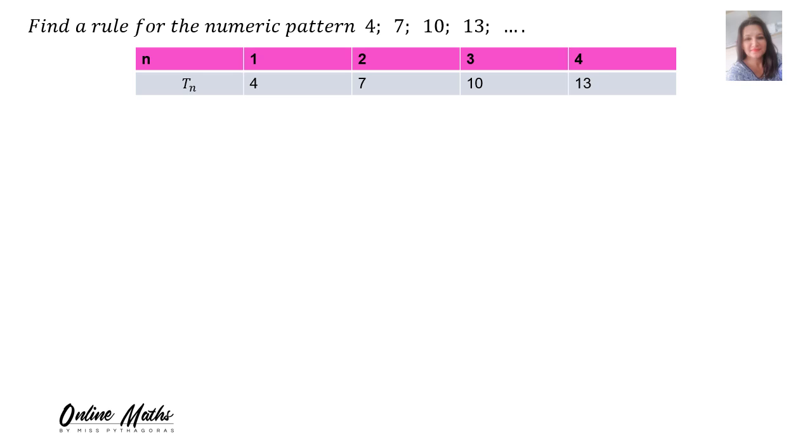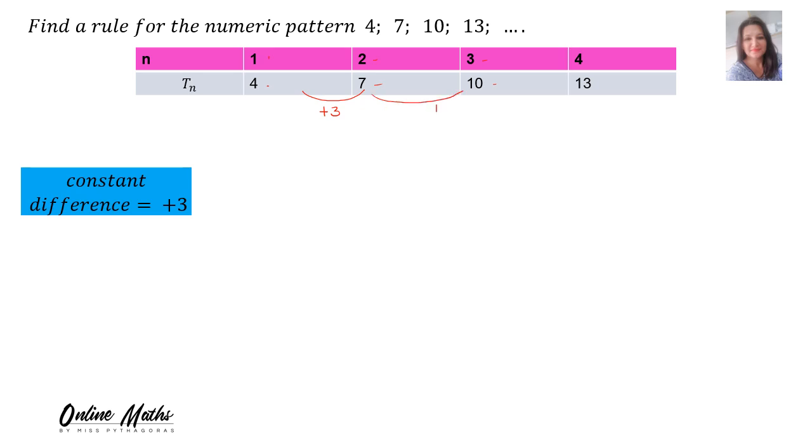Find a rule for the numeric pattern 4, 7, 10, 13. Again, there's your table. And the table means the first term's value is 4. The second term's value is 7. The third term's value is 10, etc. And then the first thing you do is you work out the constant difference. The constant difference means to get from 4 to 7, you add 3. To get from 7 to 10, you add 3. To get from 10 to 13, you add 3.